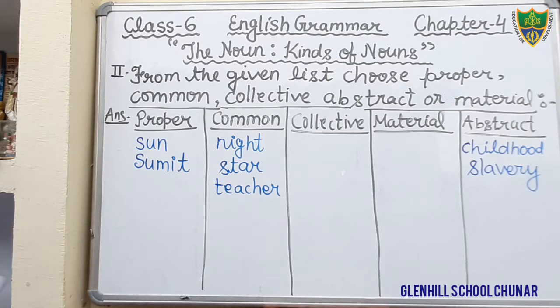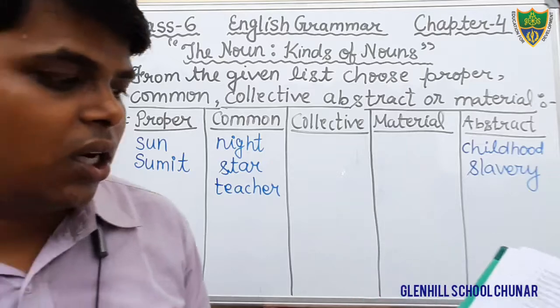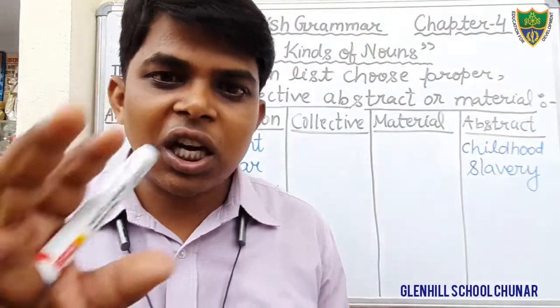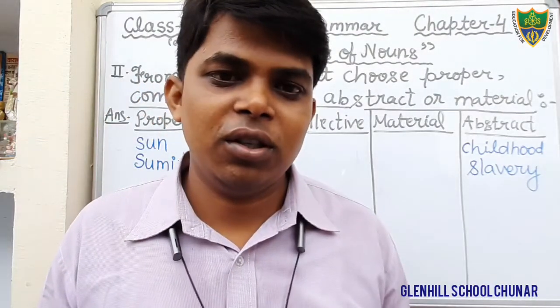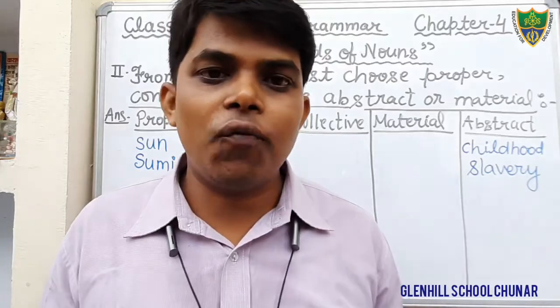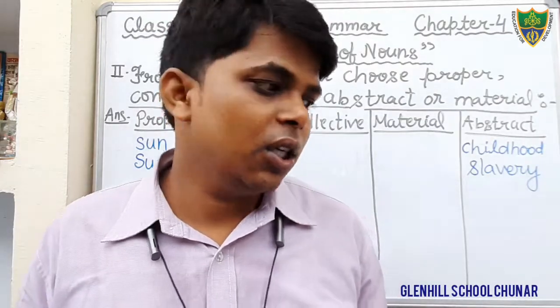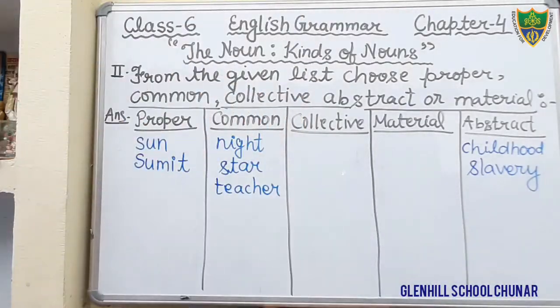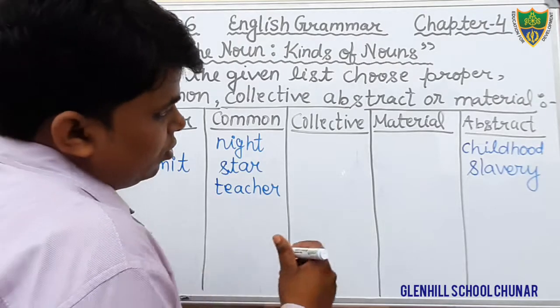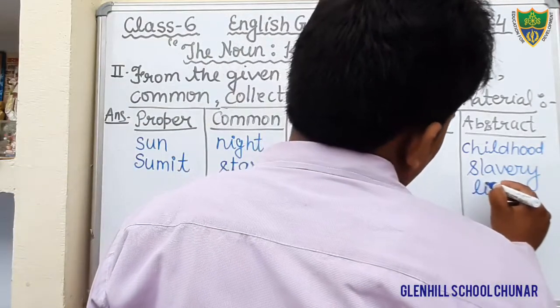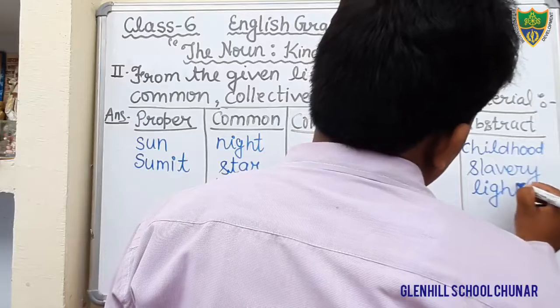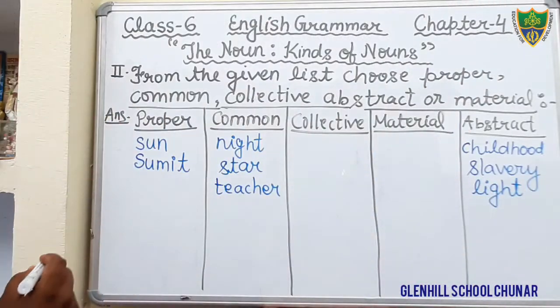Next question. Just see light. Light. Can we touch light? No. We can only think of, we can only feel. Okay? So light is what kind of noun? Abstract noun. LIGHT. Okay, students? Next question.